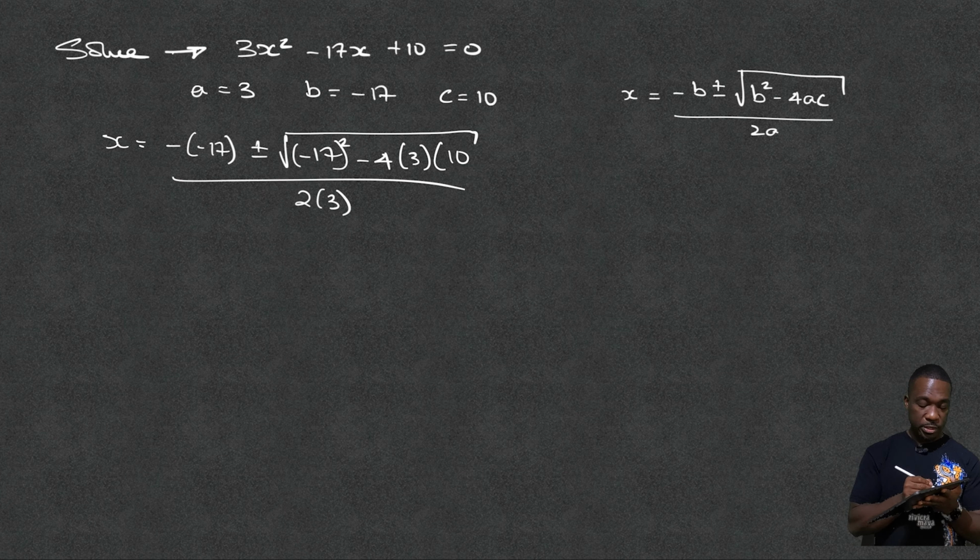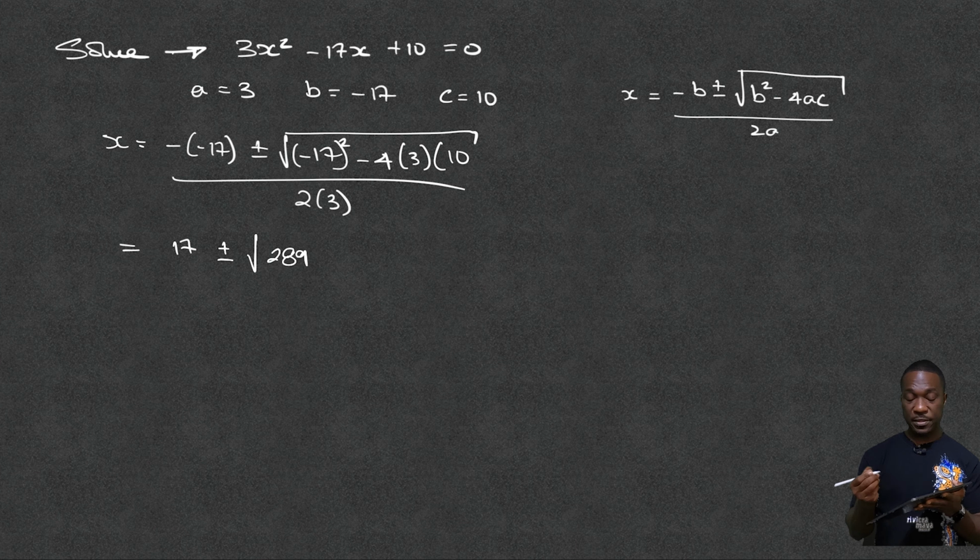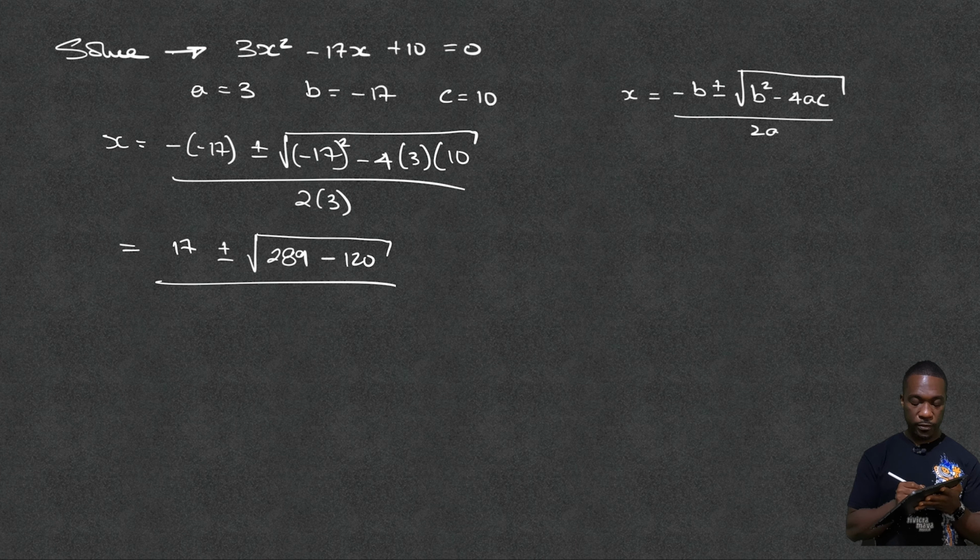So now we're going to solve. So this will equal a positive 17 outside when the two negatives clash with each other there, plus or minus the square root of 289. 17 squared is 289. Take away, let's work that out. 4 times 3 is 12, times 10 is 120, all over 6. And then we quickly get down to the end of this. This becomes 17 plus or minus the square root of 169 divided by 6 there.